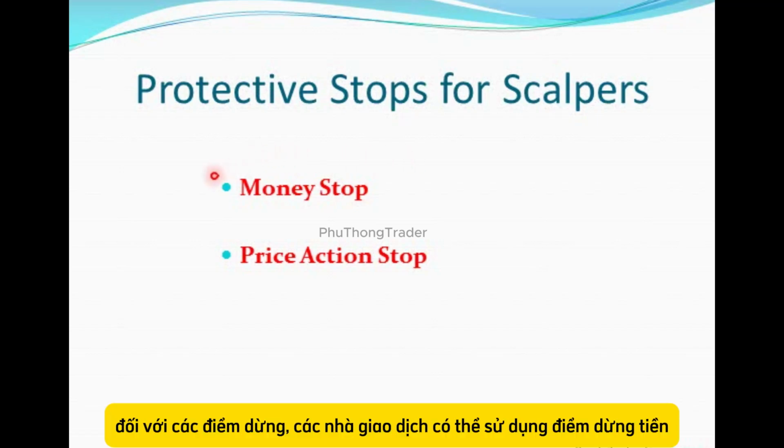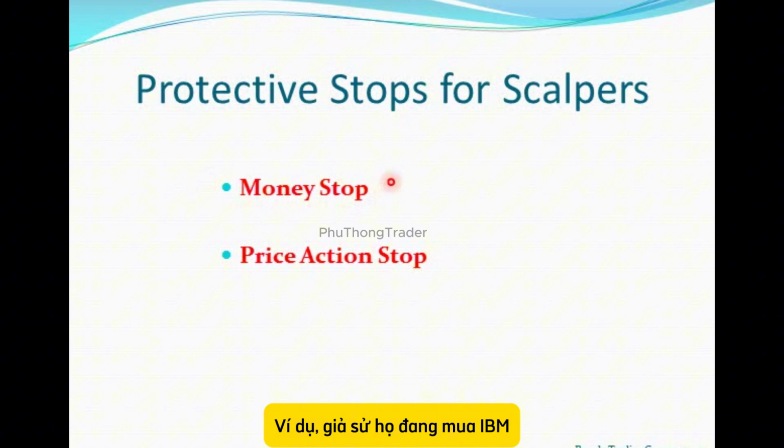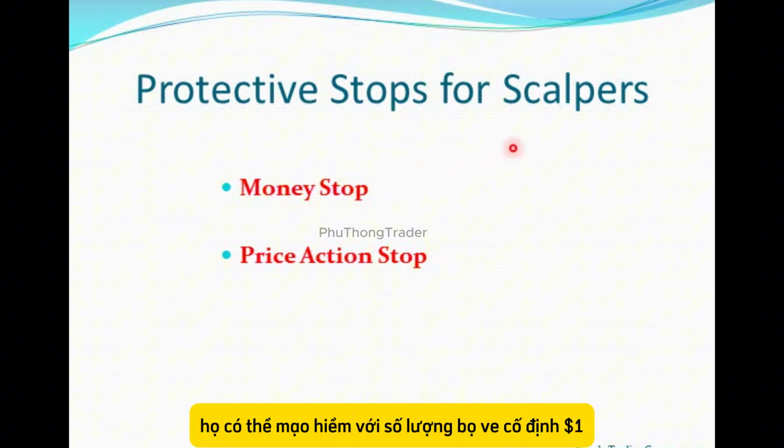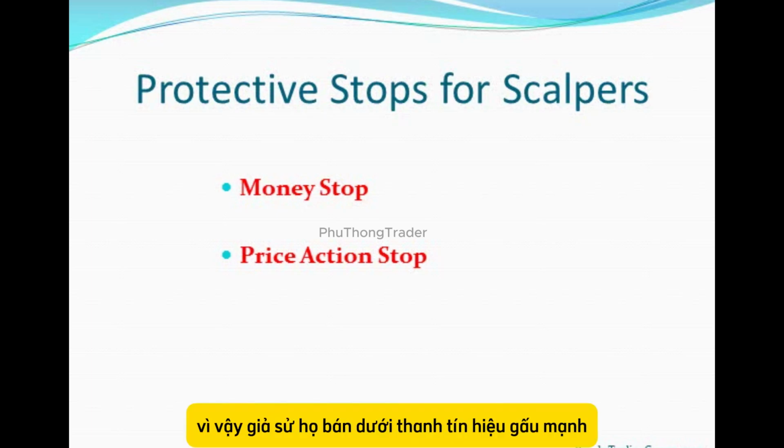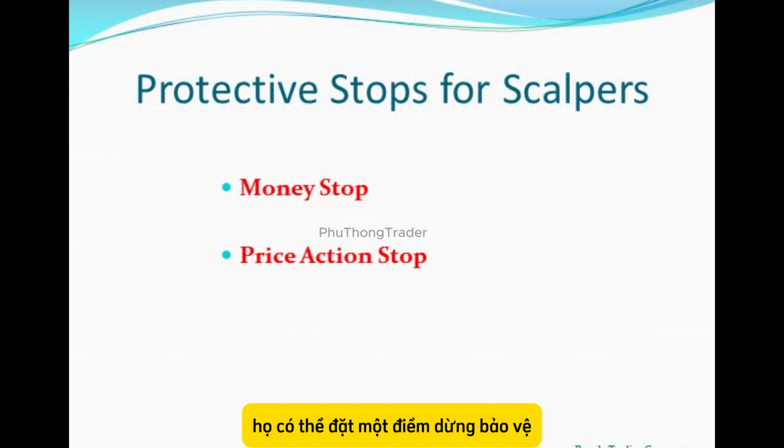For stops, traders can use a money stop. For example, let's say they're buying IBM, they might risk $1, a fixed number of ticks, or they can use a price action stop based upon the price action. So let's say they sell below a strong bear signal bar, they may place a protective stop 1 tick above the high of the bar.